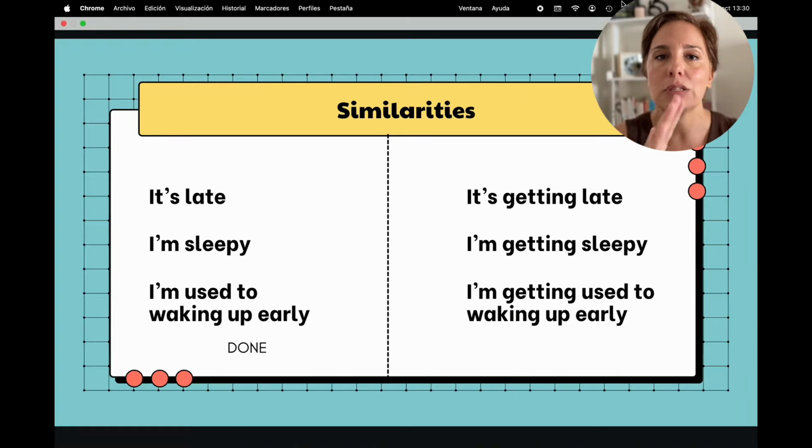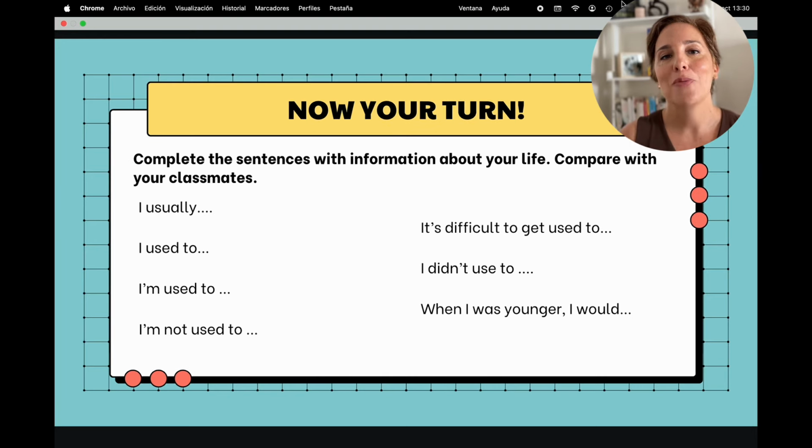So the sentences on the left mean that it's done, okay? You have the result already. However, the ones on the right mean that it's still in progress, okay? It's the same thing.